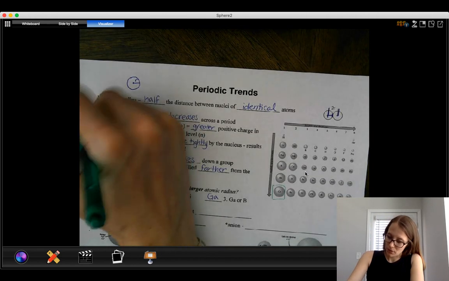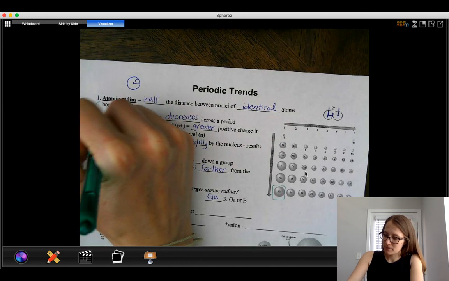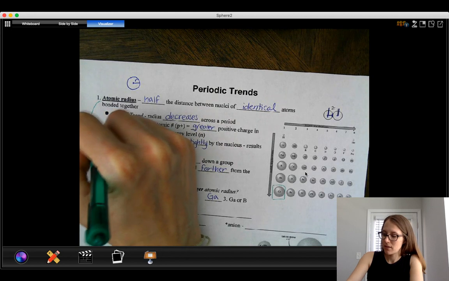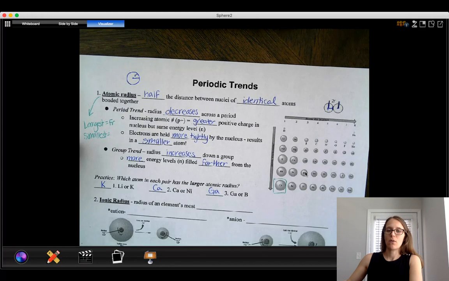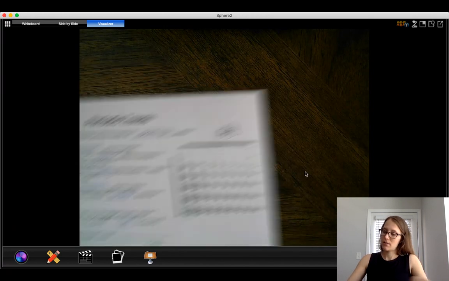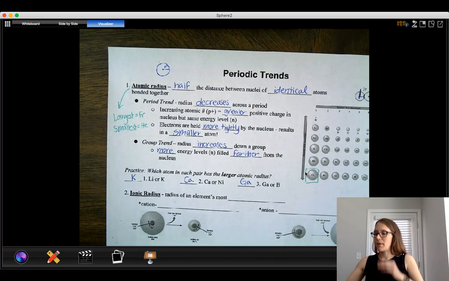So the largest element is francium, and our smallest would be in the opposite corner, right? Bottom left is the biggest, so top right is going to be our smallest, so we throw helium up here as our smallest element.